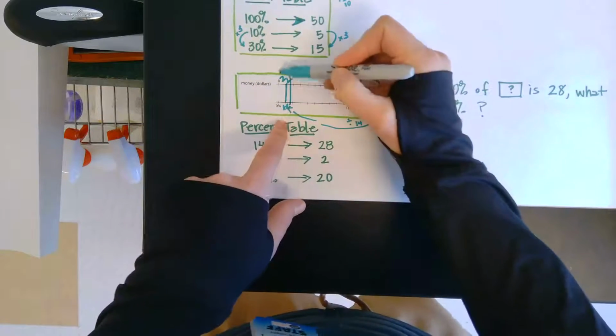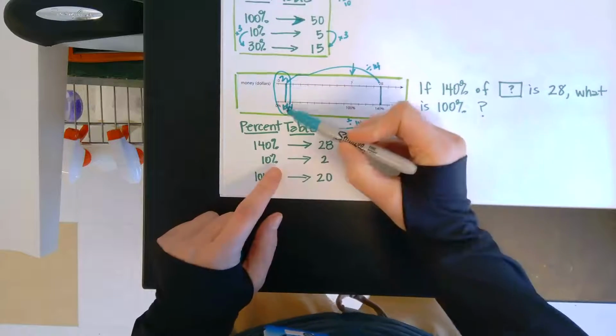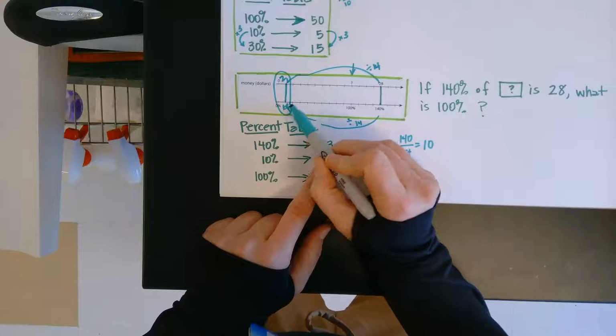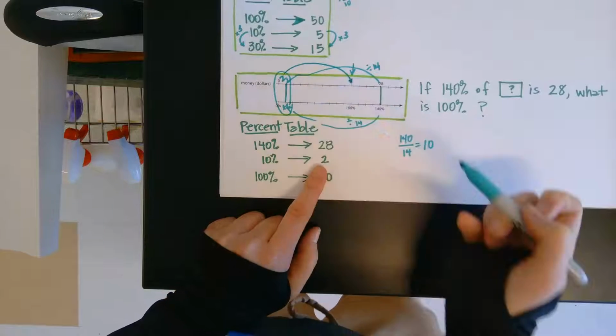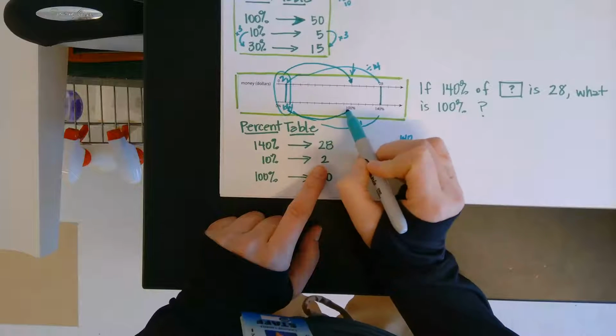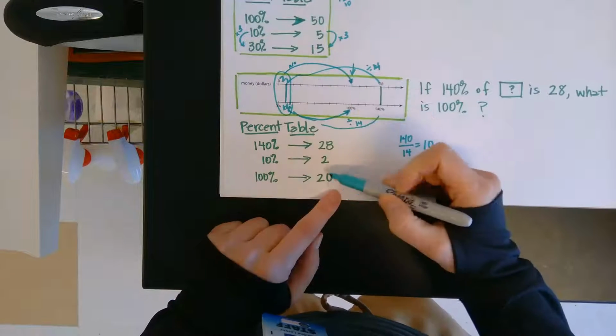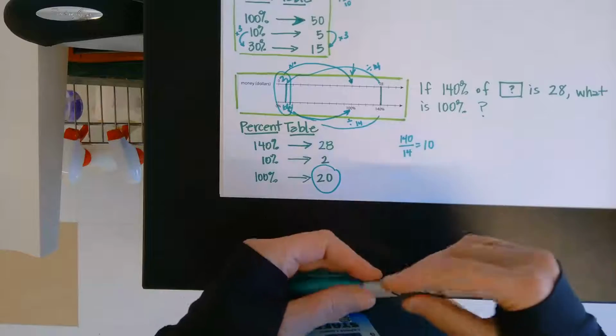So this is my ratio right here. 10% is 2. Well, if I know 10% is 2, then I know I need 10 of those to get to my 100%, because 10 tens is 100, so I have to multiply my 2 times 10 to get 20.